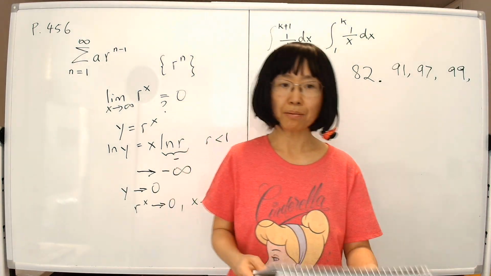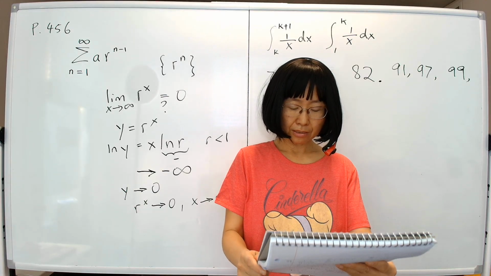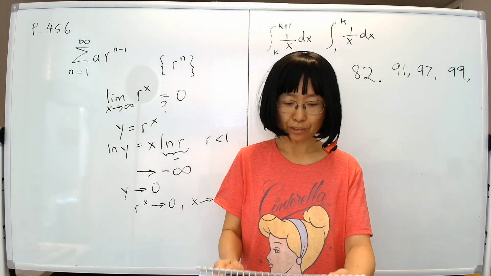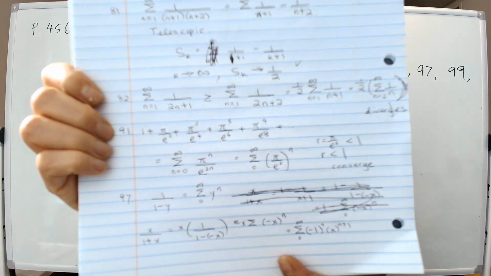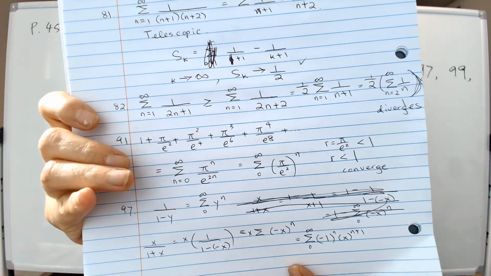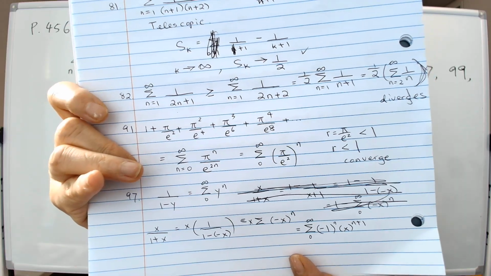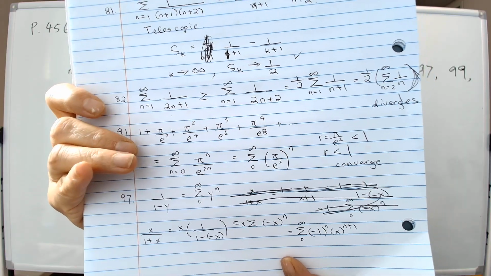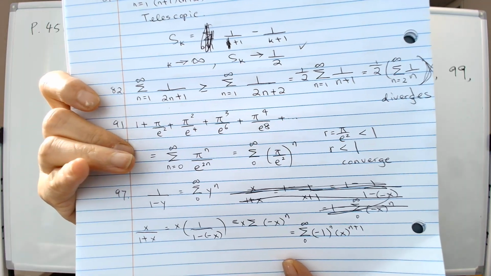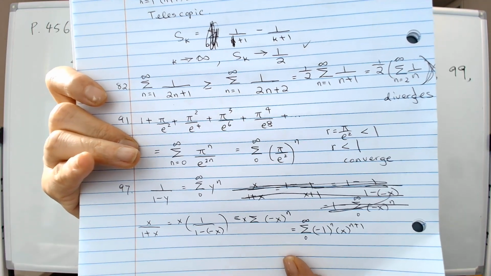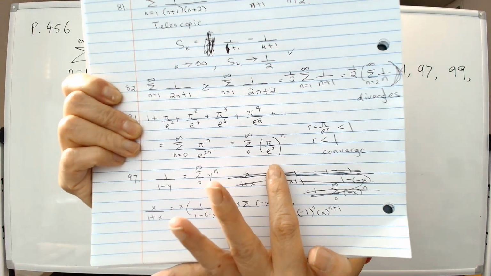Next, let's look at problem 91. We have a series that doesn't quite look like a geometric series. However, if you rearrange the terms, then you realize it is. Once you write it out, it ends up being pi to the power n over e to the power 2n. The power on the bottom is double the one on top, and then you can rewrite that as pi over e squared, to the power n.